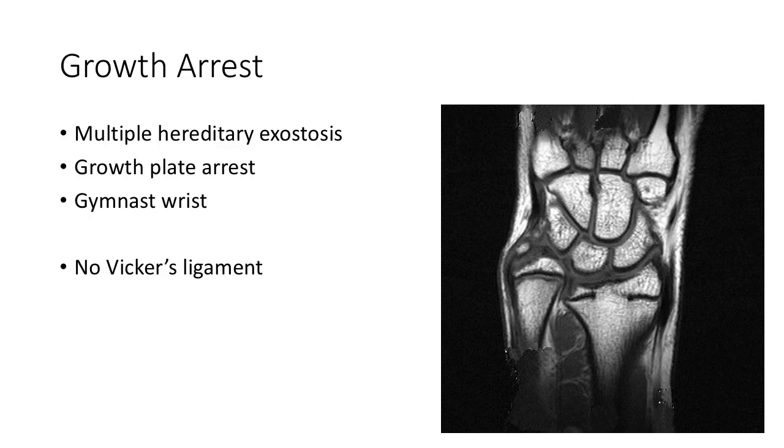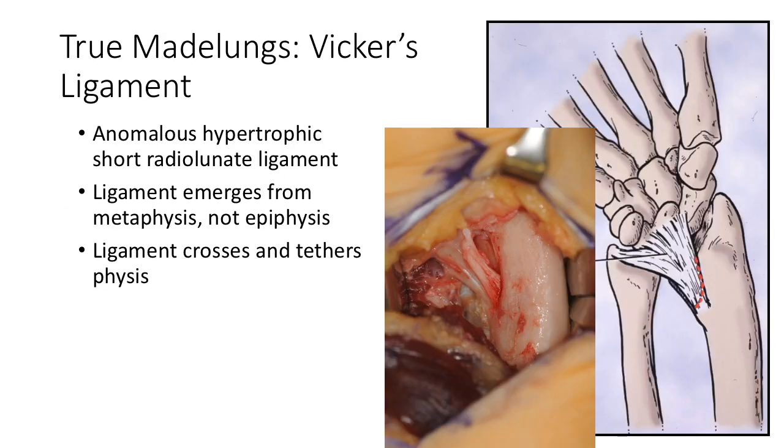Growth arrest can also cause a similar appearance, or that can be caused by multiple hereditary exostoses, growth plate arrest, or gymnast wrist, as I said, but you will not see a Vicker's ligament. Therefore, it's not a true Madelung's disease. True Madelung's requires a Vicker's ligament.